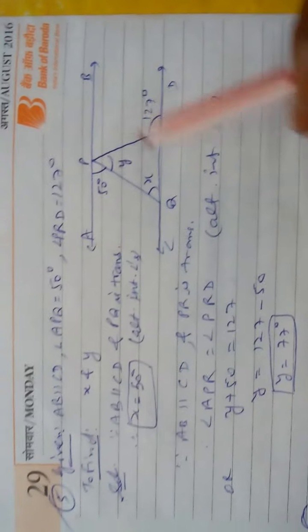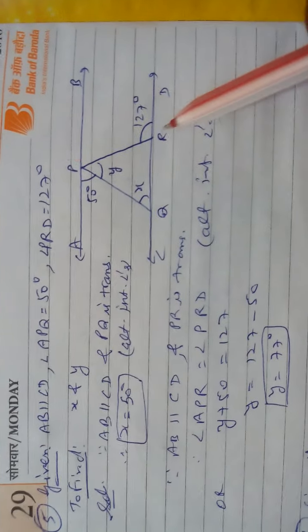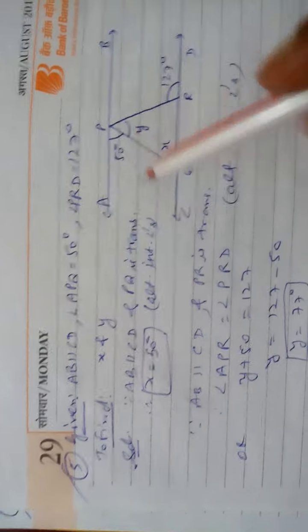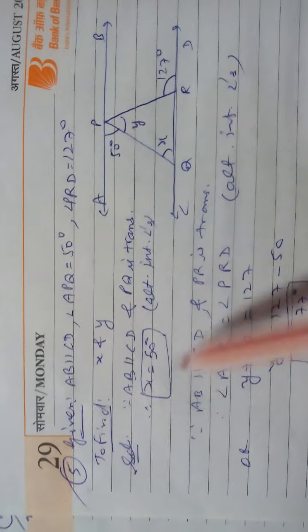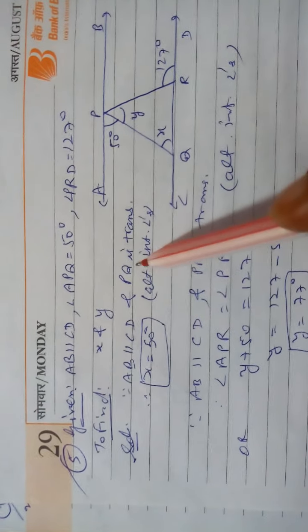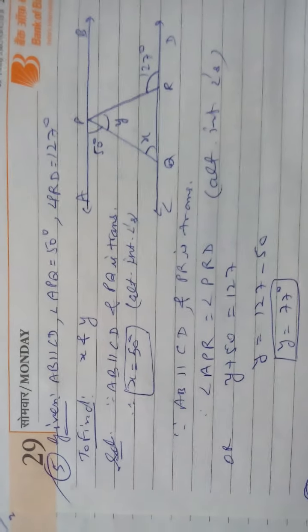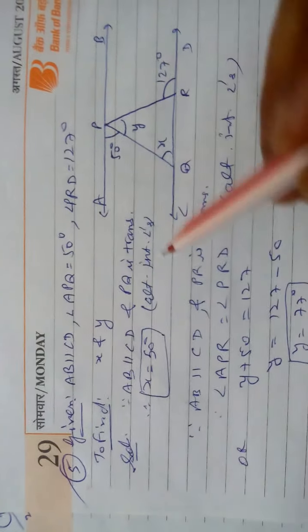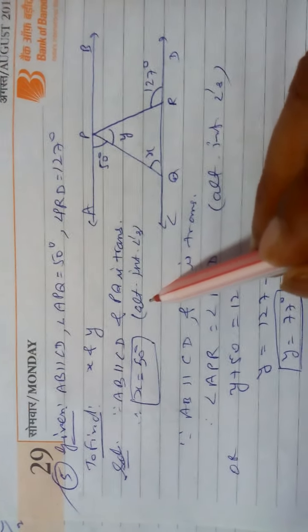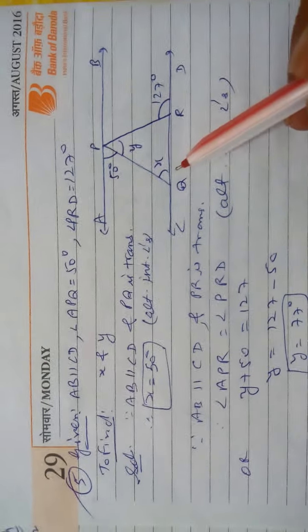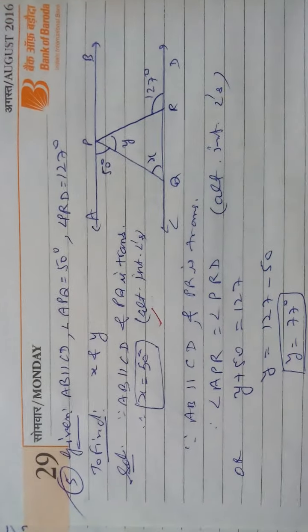Here AB is parallel to CD. PQ and PR are the two transversals. So for PQ, you take AB parallel to CD, PQ is the transversal, then 50 and X will be alternate interior angles. So X is equal to 50 degree. One answer you are getting.